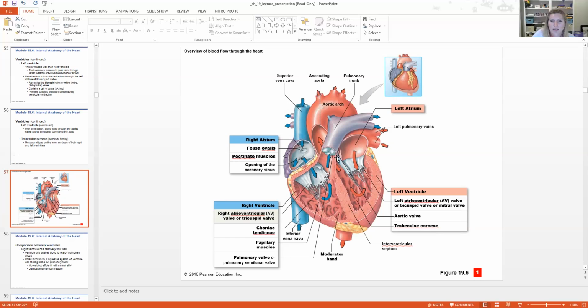You can't really see the aortic semilunar valve in this image, but it's going to go up through that ascending aorta, past the aortic arch, out either one of those vessels from the aortic arch, and down the descending aorta to wherever it needs to go in the systemic circuit. That's the flow of blood through the heart.